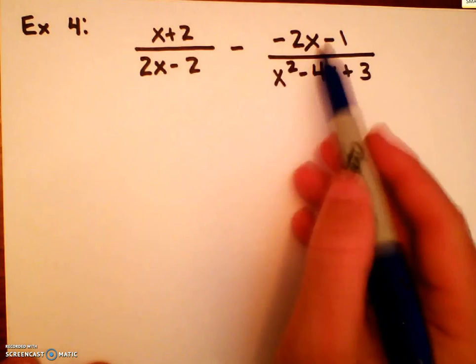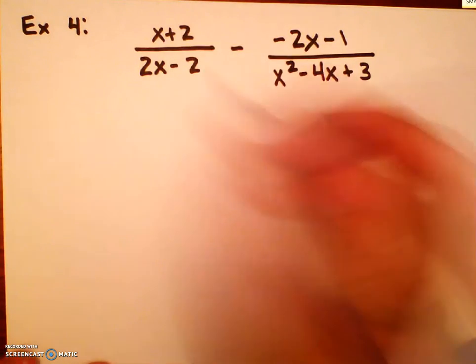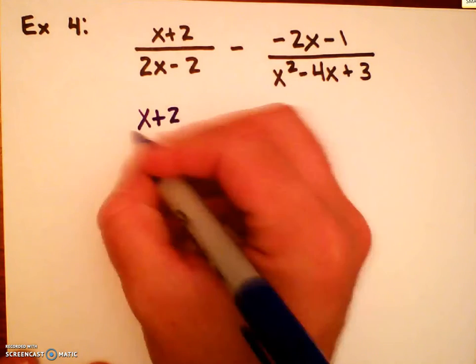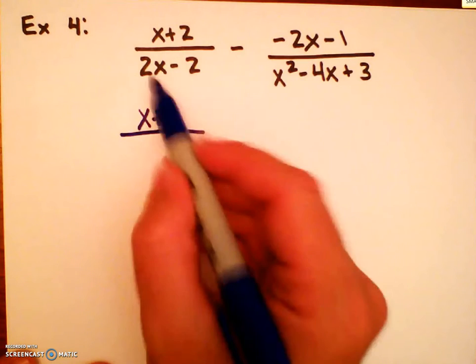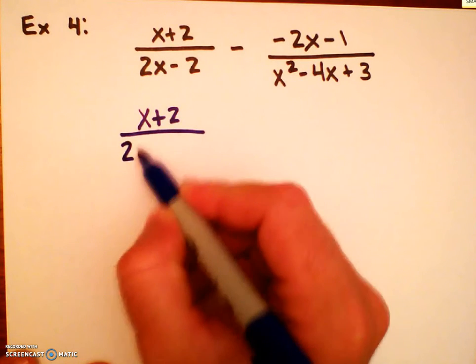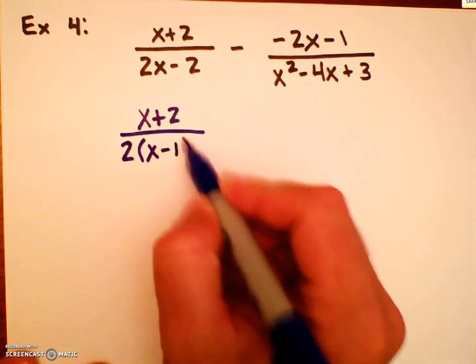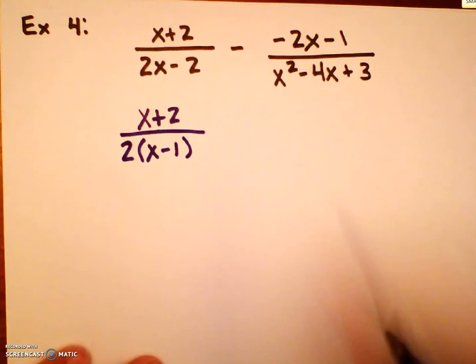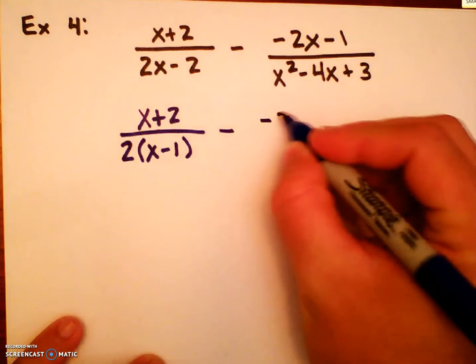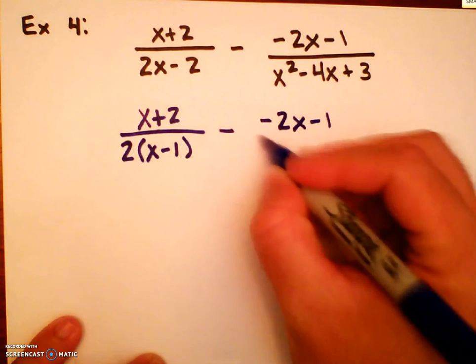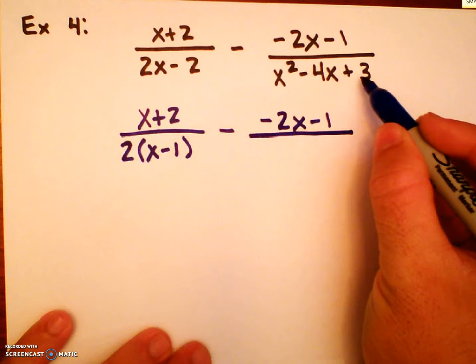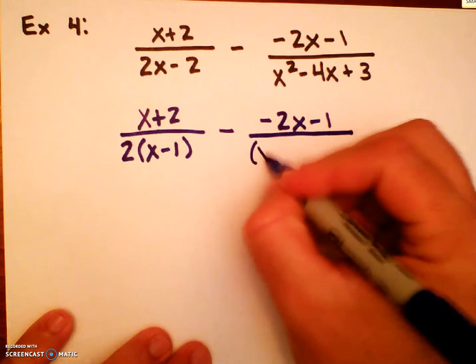The tops I don't care about factoring. Even if they could be, we wouldn't do it anyway. So x plus 2 on top drops. On the bottom, I can take a 2 out, and I'm left with x minus 1. Even though that doesn't seem like a big deal, you do want to factor that. The top over here, again, does not change. Even if it could be factored, we wouldn't. The bottom has 3 terms, so factors of 3 that will get me -4 are -3 and -1.